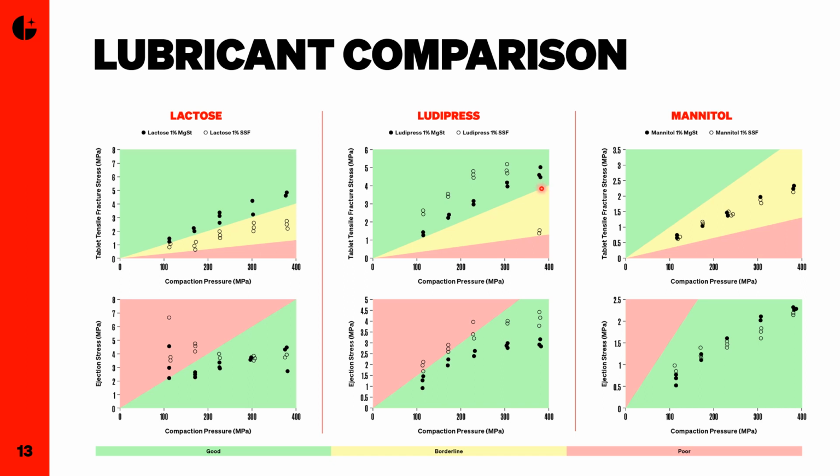If you knew for certain that you weren't going to be increasing the compaction pressure above, say, 200 megapascals, and you really needed that extra bit of strength in your formulation, then you might consider the SSF, but it wouldn't be the ideal situation.